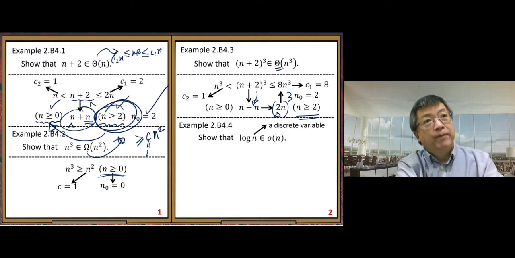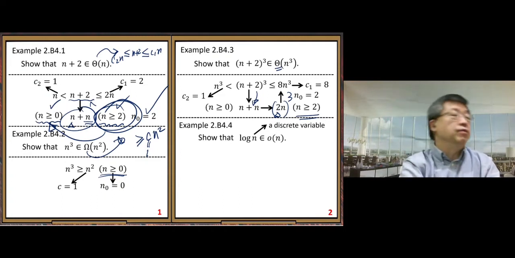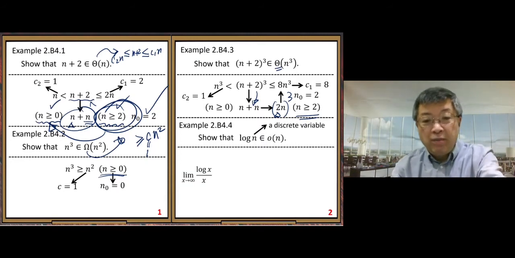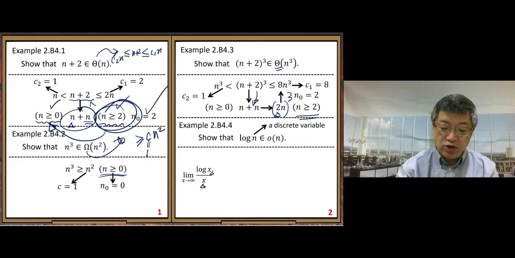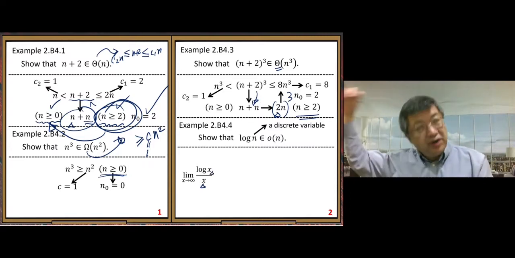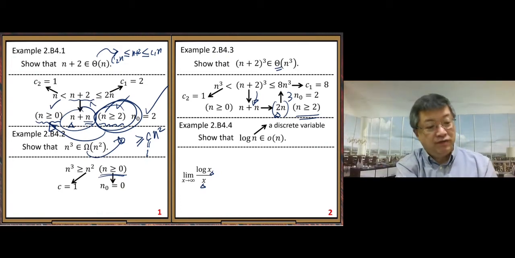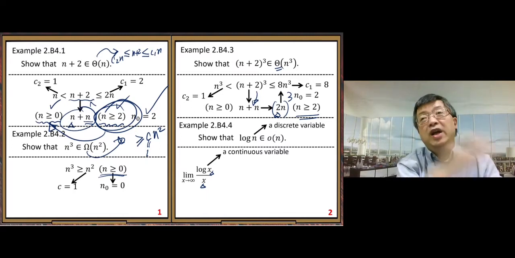We are aware that n is a discrete variable, so we cannot take a derivative. The reason I mention this is that if you want to use L'Hopital's rule by taking derivatives, you should be careful. So here we replace n by a continuous variable x. We assume x changes continuously over all positive real numbers. When we use a continuous variable, we can take a derivative.